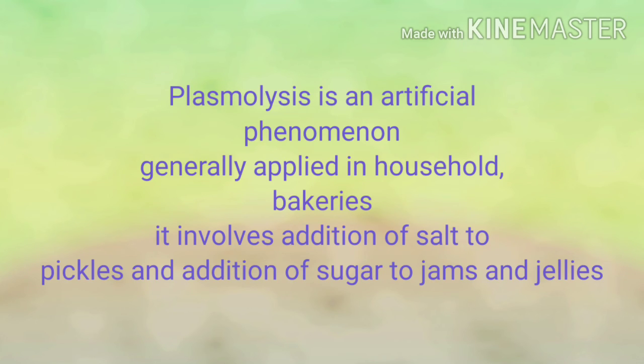Plasmolysis is an artificial phenomenon generally applied in households and bakeries. In households, it involves the addition of salt to pickles and the addition of sugar to jams and jellies. Due to this addition of salt or sugar, it becomes highly concentrated, and when fungal cells grow, due to plasmolysis they die. Like this we can preserve pickles or jams or jellies for a long duration.